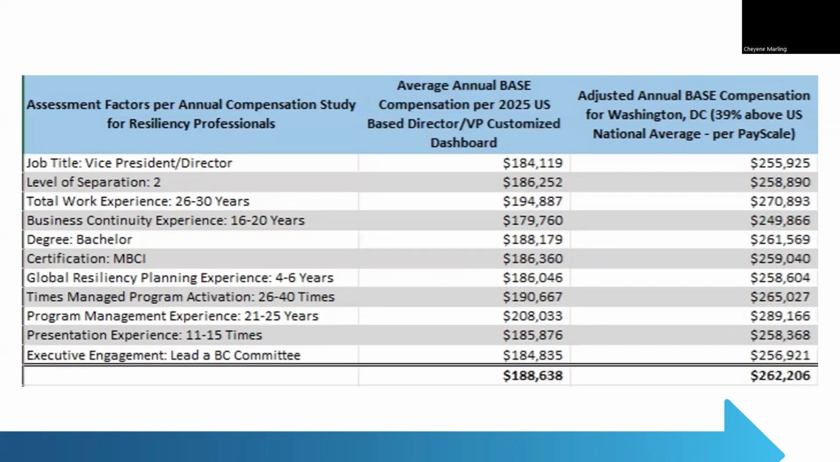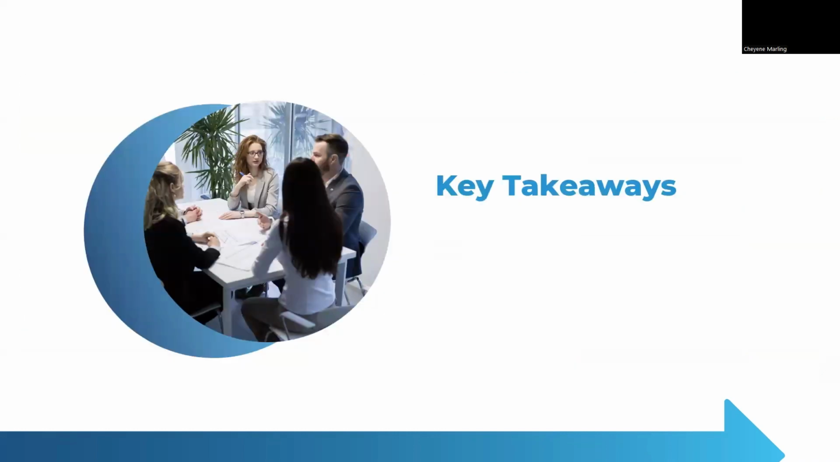Now, if we go through this compensation benchmarking exercise, but take data points from the customized dashboard, focused only on respondents from the USA and only including professionals indicating VP/director, it's over $188,000 for the USA. Again, more accurate peer benchmarking because these data points are only from the USA, not including data points from other countries like the global report. If you adjust for DC's cost of living, it jumps to roughly $262,000.